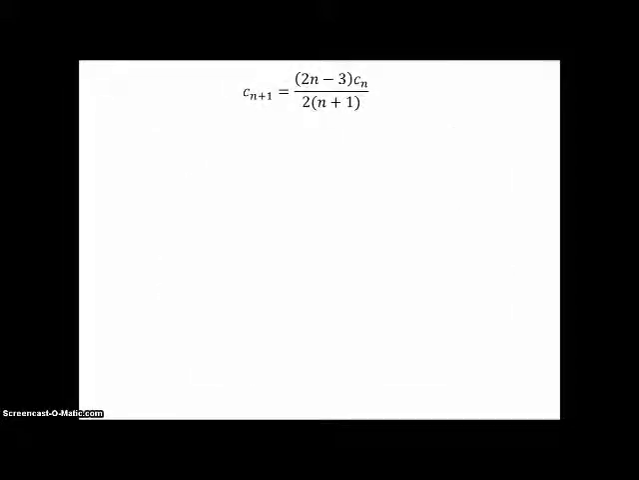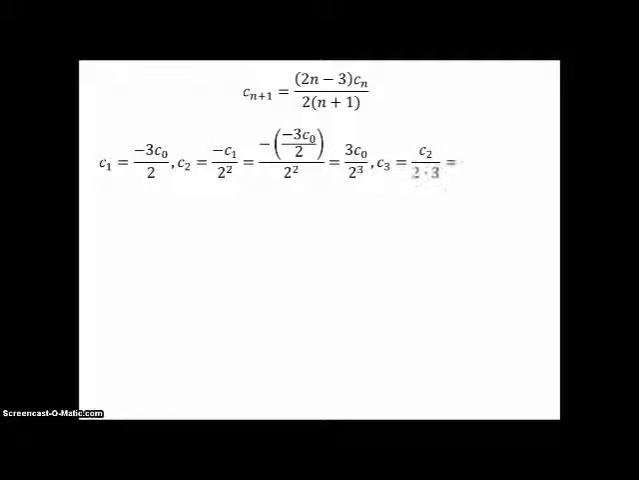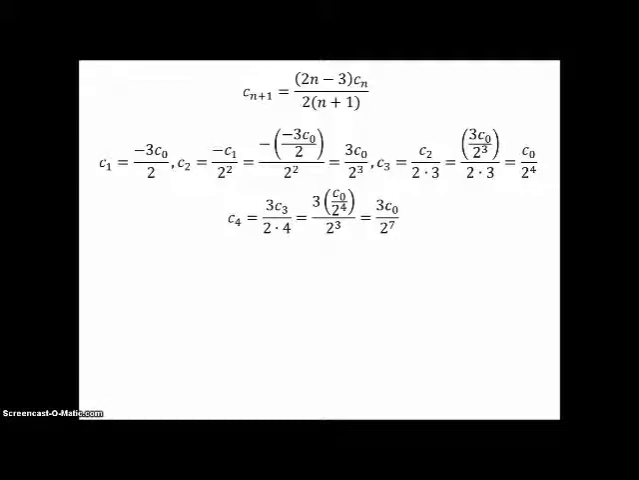So here's our formula for the coefficients again, and we plug in 0 for n and get C1 in terms of C0. We get C2 in terms of C1, which then can be converted into terms of C0. And then C3 is in terms of C2, which we then substitute what C2 equals in terms of C0, and so on. Here's C4 in terms of C3, and then substituting for C3 in terms of C0 and simplifying. And now let's get organized and write them all out in expanded form.